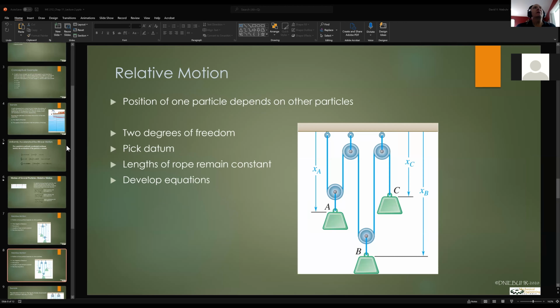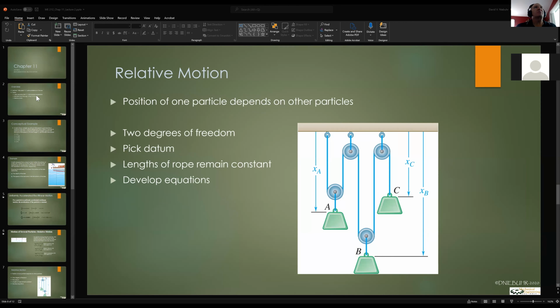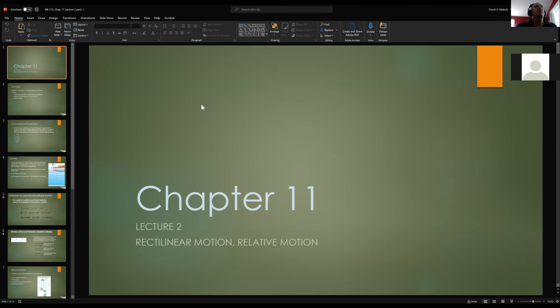All right, so here's chapter 11, the second lecture. We're still doing rectilinear motion, but we're going to talk about relative motion too.